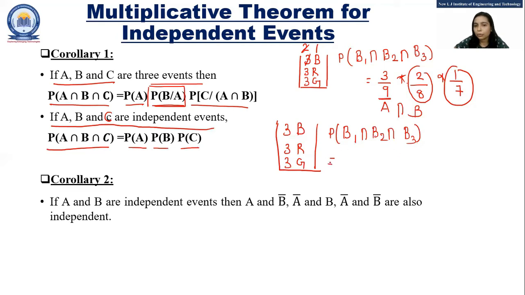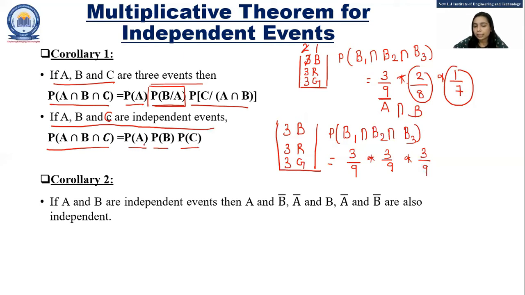Now here, first I'm taking the first black ball, so the probability of that is 3 by 9. Now once I draw the black ball, after drawing, I'm putting that black ball into the bin again. So if I want to take the second black ball, the probability of that is also 3 by 9. And if I'm taking the black ball again, that is also 3 by 9, because once I draw the black ball, I inspect it and put it into the bin again.